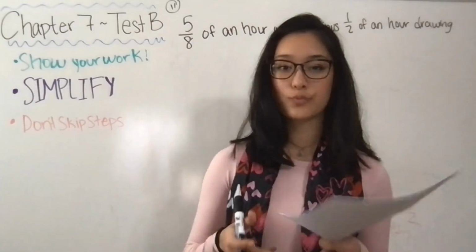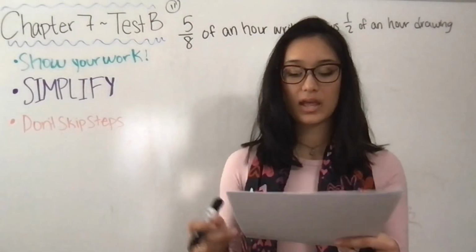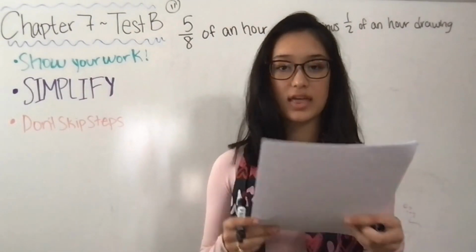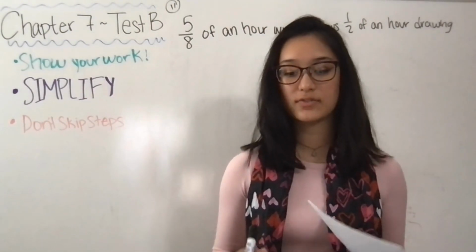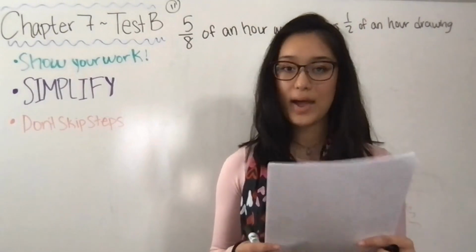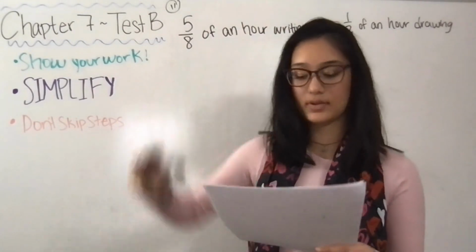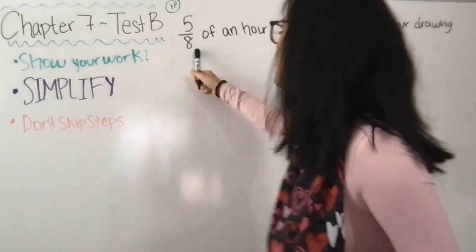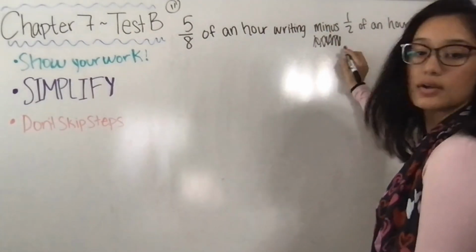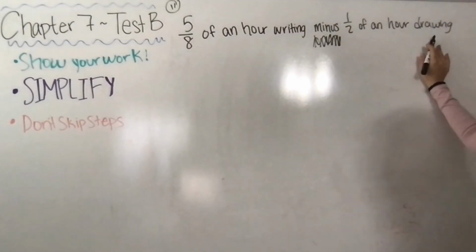Now, this one has a lot of words, and sometimes it can be hard to know what the question's really asking. But it's asking how much longer did he spend writing than drawing. So you know you need to figure out what's the difference between the two numbers. You know automatically that one is bigger because 5/8 is bigger than 1/2. So what you have to do is 5/8 of an hour writing minus 1/2 of an hour drawing.